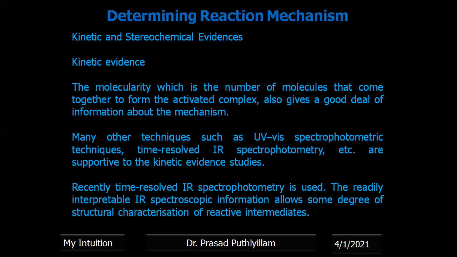Many other techniques, such as UV-visible spectrophotometry or time-resolved infrared spectroscopy, are used to analyze the rate of the reaction by measuring the rate of disappearance of the reactants or the rate of appearance of the products. Recently, compared to UV-visible spectrophotometry, time-resolved IR spectroscopy is more commonly used because with it better information is available, like the degree of structural characterization. This means structural characterization can also be done on the reactive intermediates.